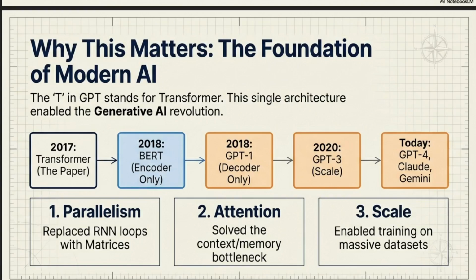Why does this matter? This architecture is the foundation of the modern generative AI revolution. The T in ChatGPT stands for transformer. By replacing recurrent loops with parallelizable matrices, this architecture enables us to scale from small datasets to reading the entire internet. So from the original paper to BERT, GPT-1, 2, 3, 4, now we have 5, Claude, Gemini. The transformer remains the engine driving these capabilities.